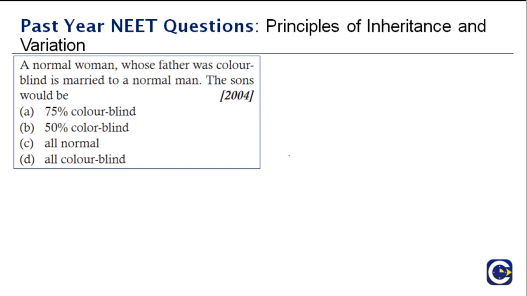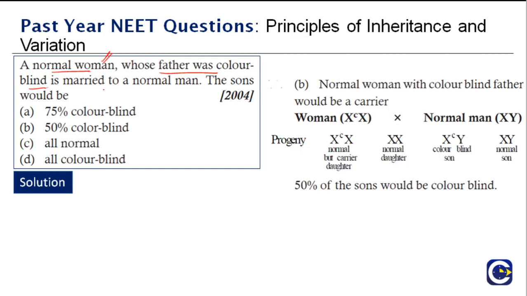A normal woman whose father was color blind is married to a normal man. The sons would be, this question also, we have seen multiple times by now. So a normal woman whose father was color blind will definitely be a carrier. And what is the best approach for such questions? To write it down. So a normal woman with a color blind father would be a carrier. This normal woman who is a carrier marries a normal man, and then these are the progeny.